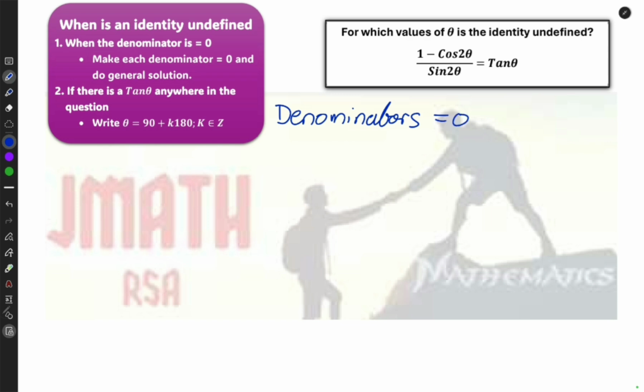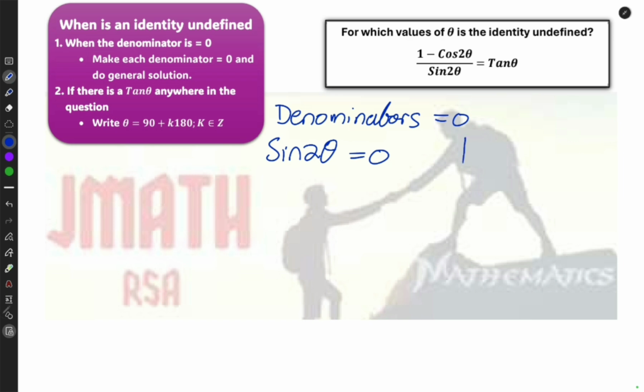And the only denominator in that sum is just sine 2 theta. So I'm going to say sine 2 theta must be equal to 0. Remember, they're asking me when is it undefined, so I say it's equal to 0. If they ask me when the identity is valid, then I would say not equal to 0, like this. But in this case, they ask me when is it undefined, so I don't need that. So now I can just do the general solution for that equation.